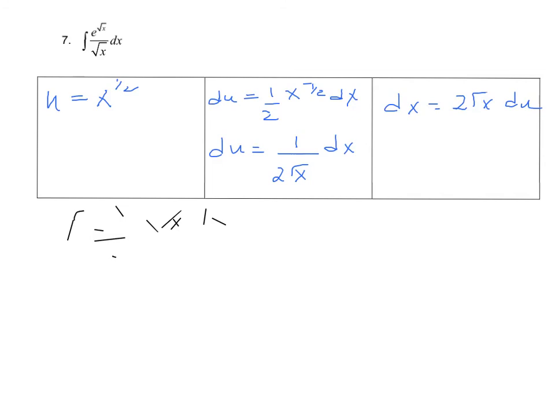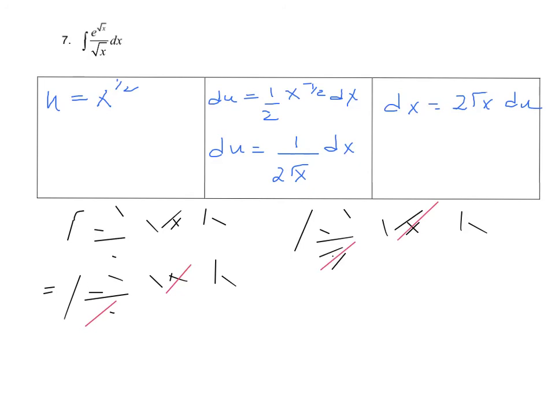Well, another option for you is to say e to the u over u, 2 times u, because u is root x. And that would allow you to cancel this out and this out here. Some of you probably did e to the u over root x, and then you did 2 root x du, and you were able to cancel out the root x's. So either way you saw it, you get to the same stage, so not to worry.